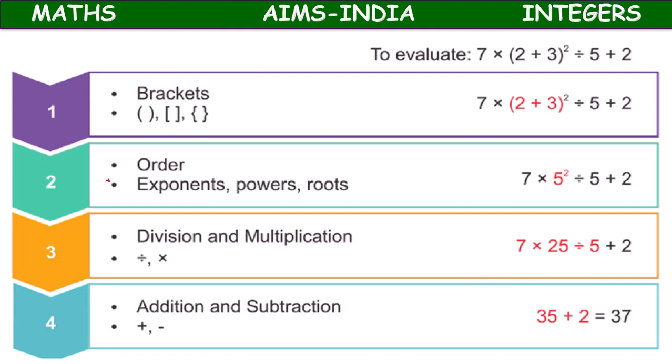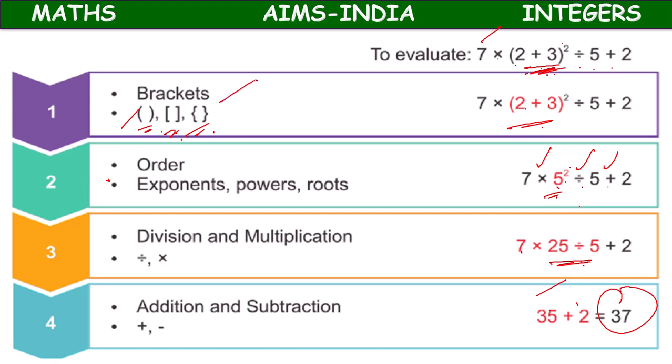Here in brackets we have small brackets, big brackets or square brackets, or flower braces. Suppose we want to evaluate 7 into (2 plus 3) whole square divided by 5 plus 2. The expression in the bracket is done first: 2 plus 3 is 5, 5 square is 25. Then division: 25 divided by 5 is 5. 5 times 7 is 35, plus 2, 37. Like that we have done.